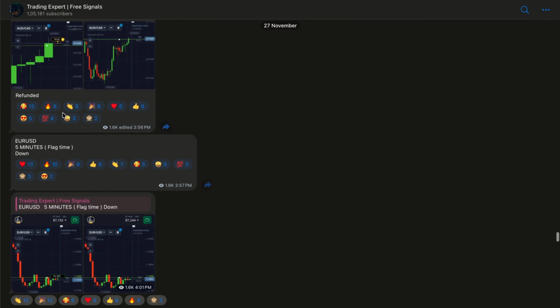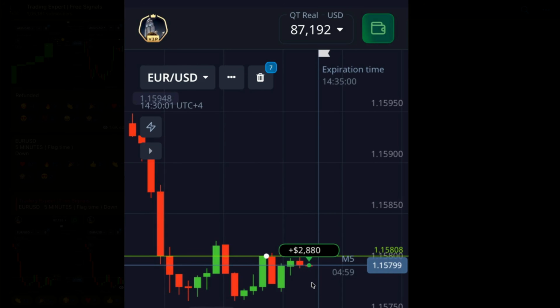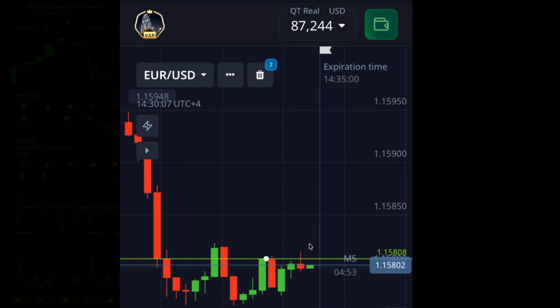The next signal was for EUR USD 5 minutes down. Here you can just check out, same thing. There was a clear resistance level. In this, the price touched the resistance level and got multiple rejections. So this was our confirmation to take this as a sell trade right there at the entry point and at the resistance zone. And this was a very good win for us.